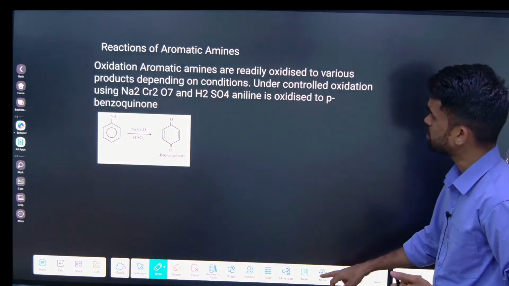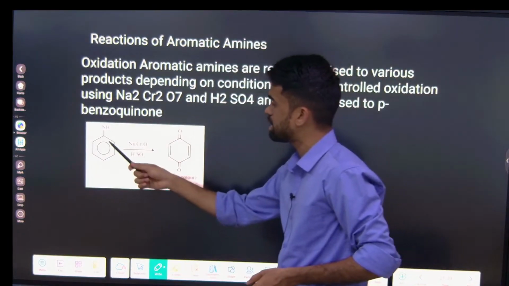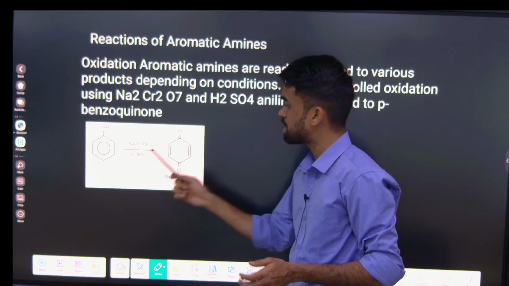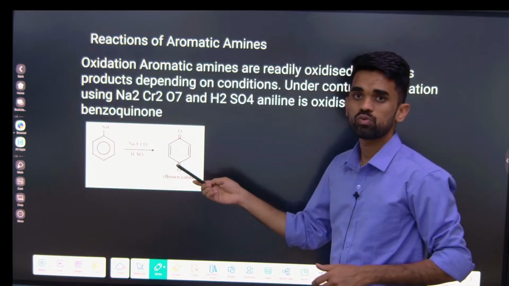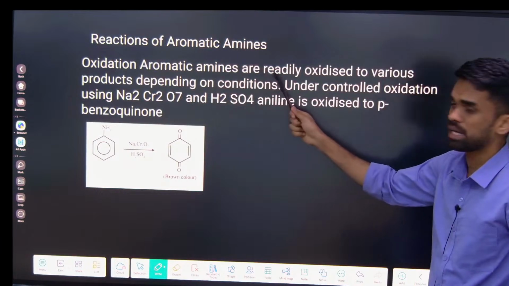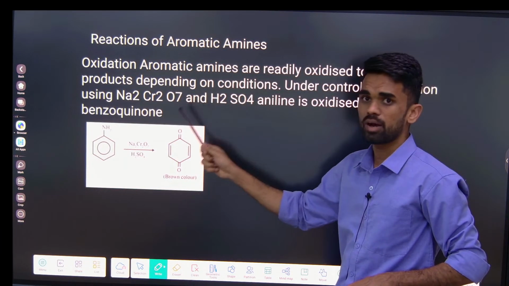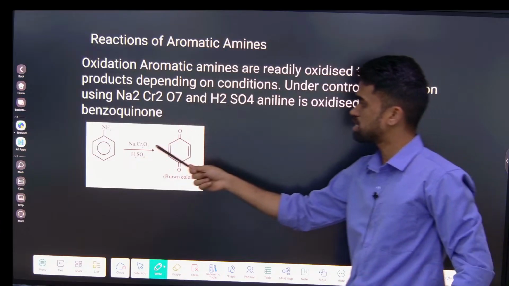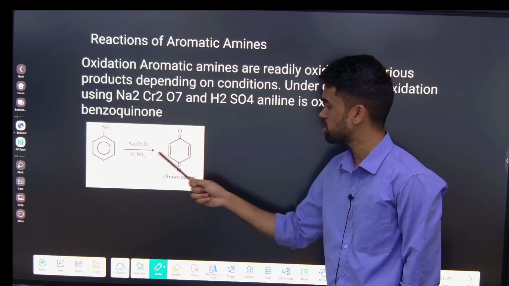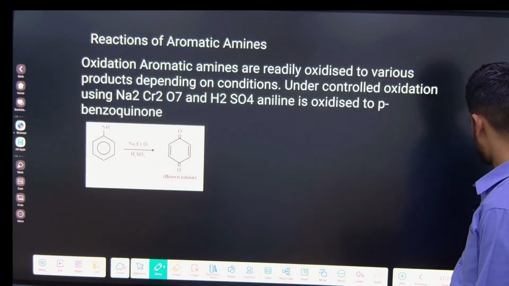The next one, oxidation of aromatic amines. If you see aniline treated with Na2Cr2O7, a strong oxidizing agent, in presence of sulfuric acid, we are going to get benzoquinone as your final product. Aromatic amines are readily oxidized to various products depending upon the condition. Here the condition mentioned is Na2Cr2O7 and sulfuric acid. You are going to get benzoquinone, which is a brown color compound.